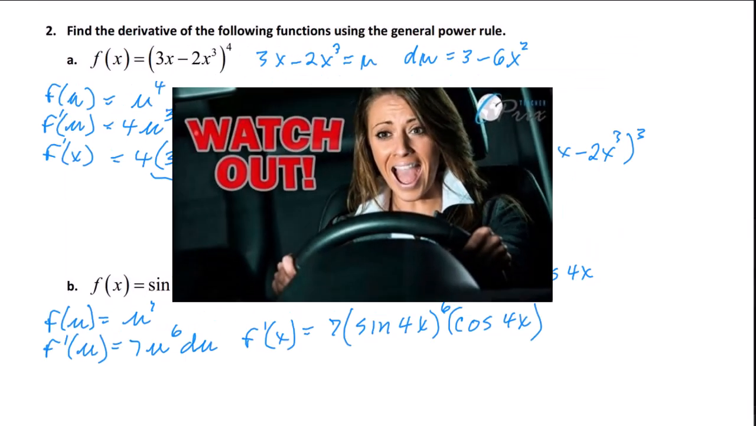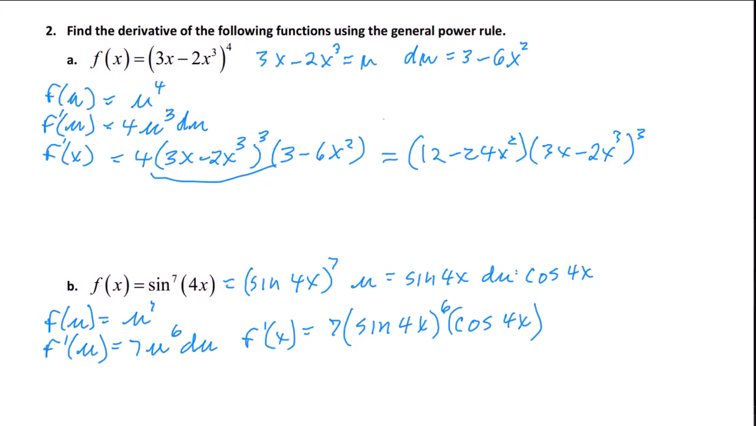Watch out. Look at cosine of 4x. There's an inner part to that. What's the inner part to that? Well, 4x. It's not cosine of x, it's cosine of 4x. So I've got to take the derivative of this 4x, which is just 4. Watch out for these. So let's put all this stuff together. So I've got 28 sine 4x to the 6th times cosine of 4x.